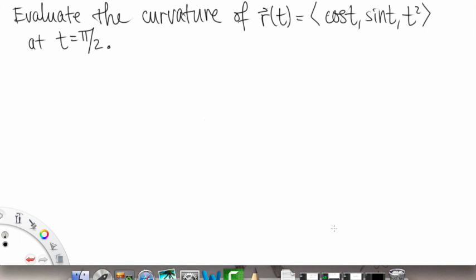Okay, so for this question, we're supposed to evaluate the curvature of r of t, which is cosine t, sine t, t squared, at t equals pi over 2.